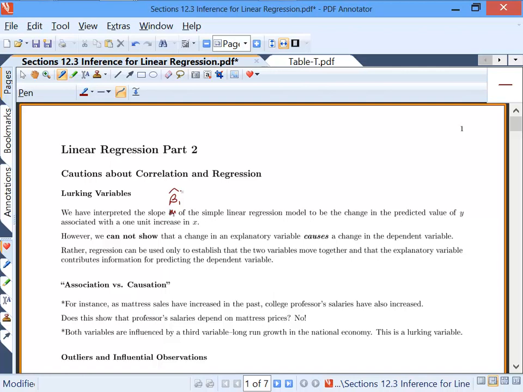We just have our inflation, right? And so both mattress prices and professor salaries are affected by inflation. And so we have that third variable, our inflation, our long-run growth in the national economy. And it's our lurking variable. So you often have these lurking variables, which are variables you weren't accounting for, but still affect your results. So you just have to be careful to remember that they move together. That means mattress sales prices might help me predict professor salaries, but they're not actually causing a change.